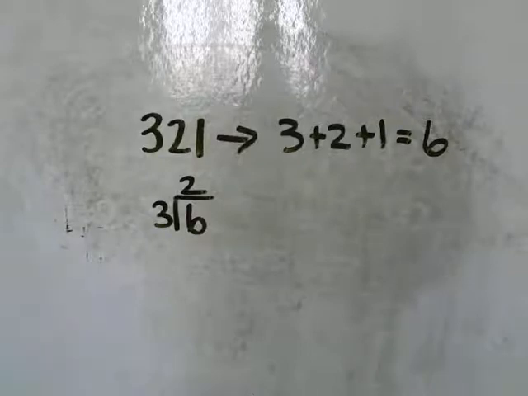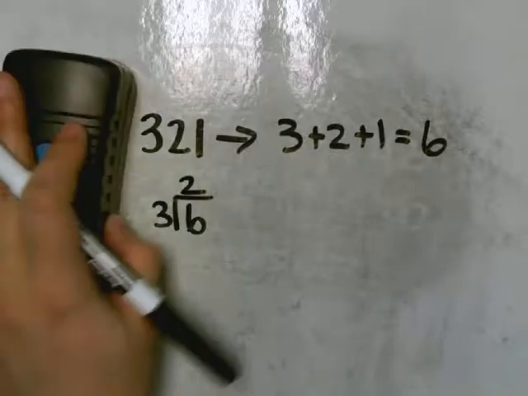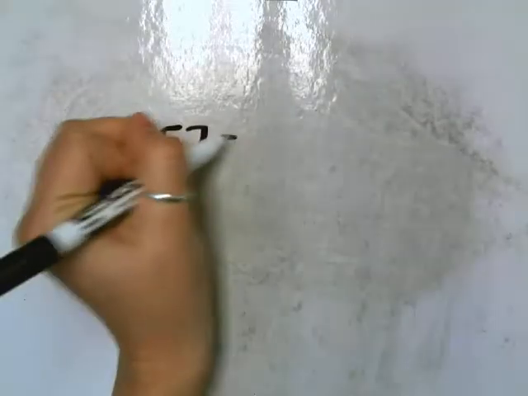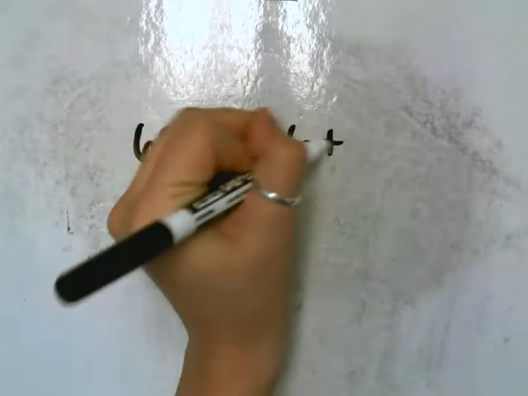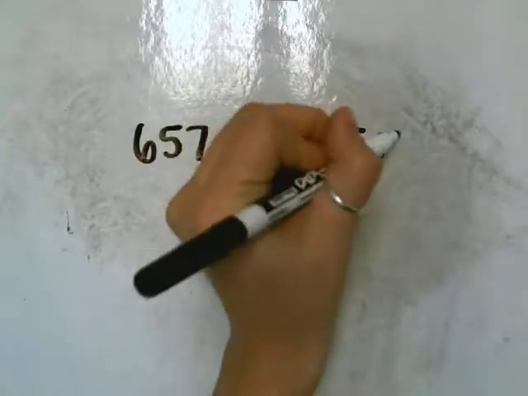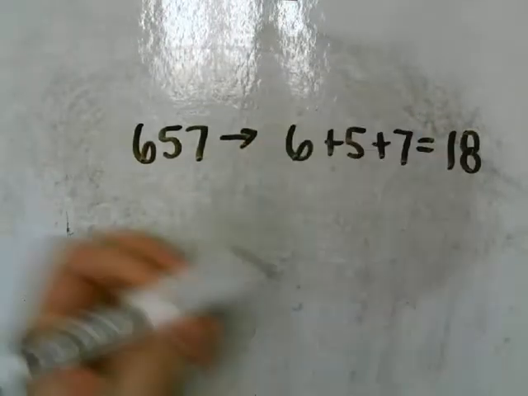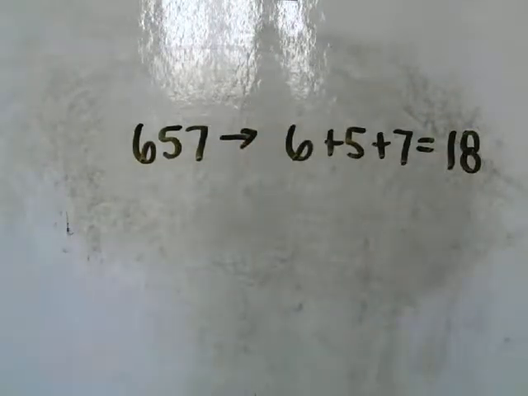You can use the same rule for the number 9. To find if 9 is a factor, you add up all the digits. So let's try with 657. If we add up 6, 5, and 7, we get 18. 18 is divisible by 9 evenly, so 9 is going to be a factor of 657.